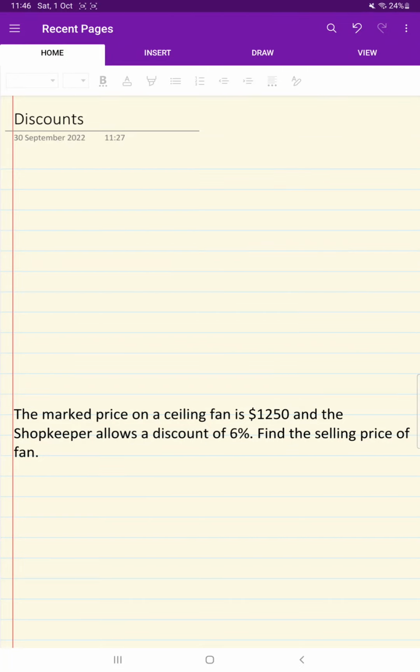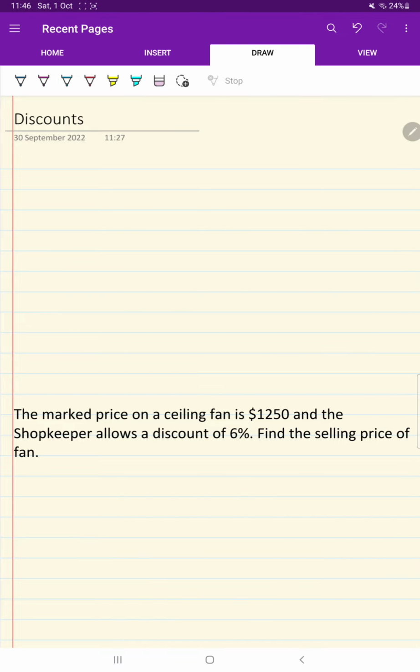The next thing after profit and loss that we need to study is discounts. But discounts relatively is an easier topic here because we do not go into a lot of details of discounts. But let's start with a few key terms that I need to explain to you.